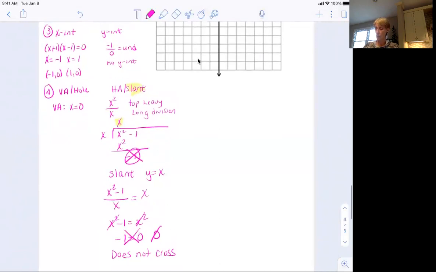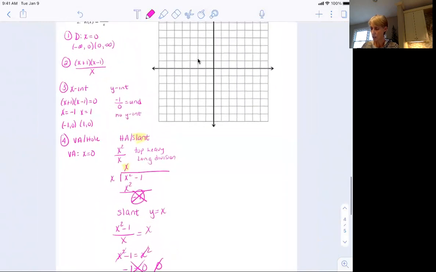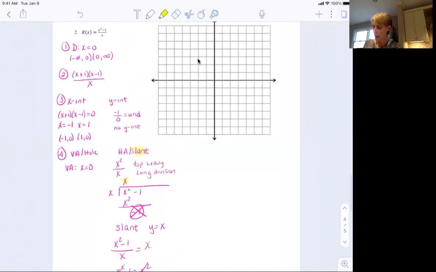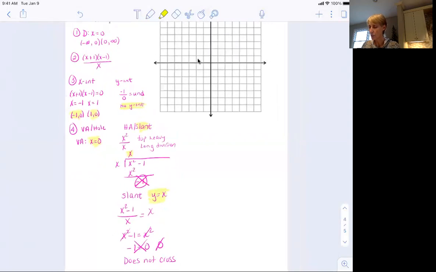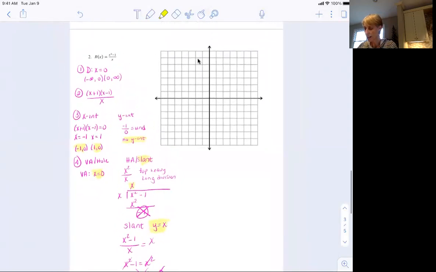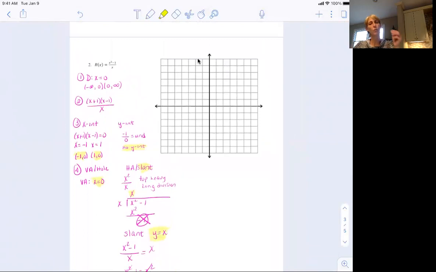Now let's put our important information. Highlight it first. X-intercepts. There's no y-intercept. I have a vertical asymptote, and I have a slanted asymptote. All of these pieces have to go onto my graph before I actually draw the physical graph itself.